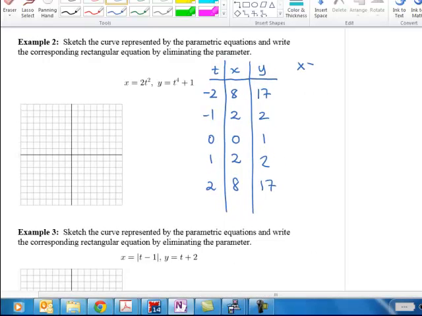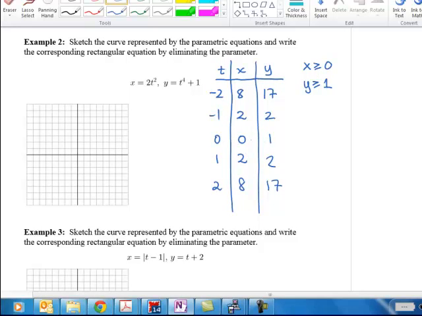X will only be positive or 0 because 2t squared will never be negative. And y is also never going to be any lower than 1, right? Because t to the fourth is going to be 0 or larger. So x is never lower than 0, y is never lower than 1. So this point 0, 1 is as far to the left and down as we're going to go.